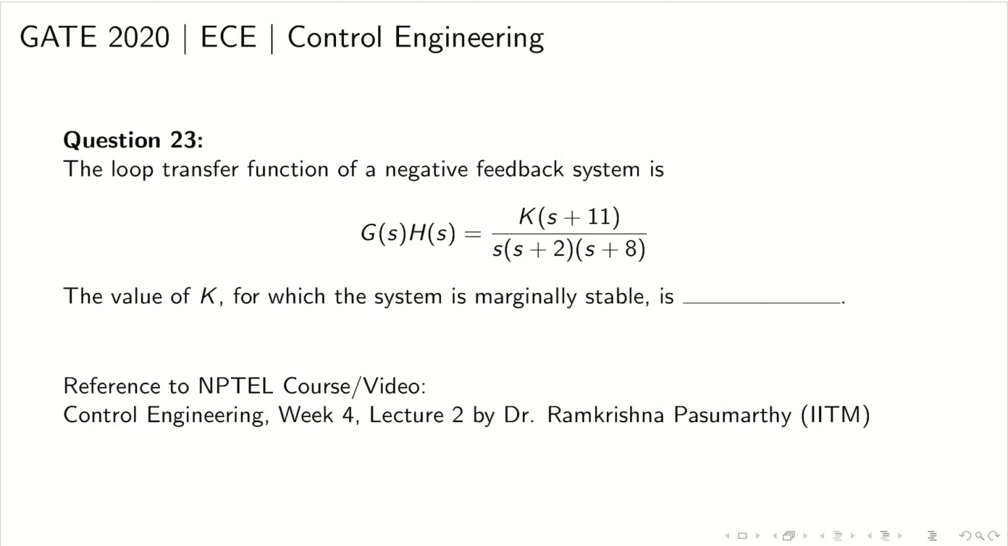In this problem, the loop transfer function of a negative feedback system is given, where G(s)H(s) is equal to k times (s plus 11) divided by s into (s plus 2) into (s plus 8). It is asked to find the value of k for which the system is marginally stable.